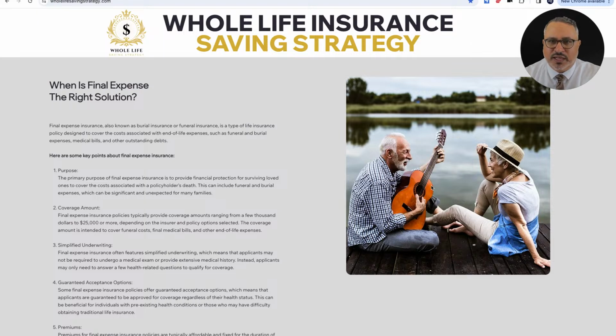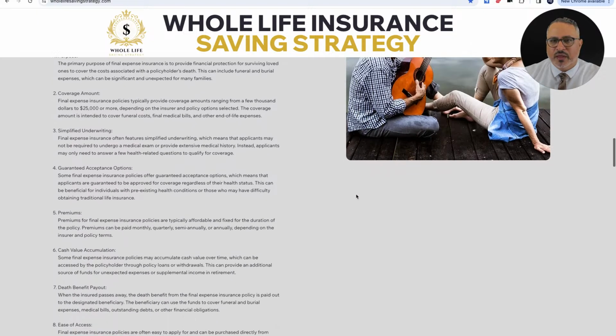So if you are a senior citizen or an older person between 45 and 85 that's not in good health, and you may not qualify for a term policy, you can get a guaranteed issue policy for final expense purposes. That's something you want to consider if you fit that category.